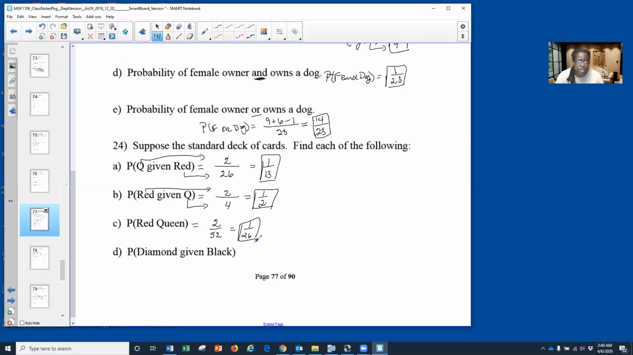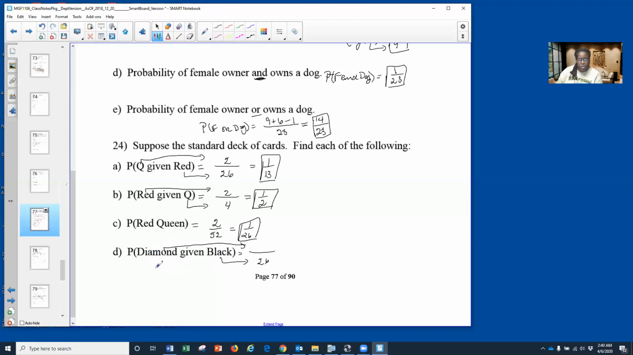So don't make it into something that's not. Make sure you're paying attention and reading the problem carefully. Here we said probability of a diamond given a black. So again, they're giving the word given. We know we're dealing with conditional probability. So here's our denominator and our numerator. So how many black cards do we have? 26. Out of the 26 black cards, how many are diamonds?